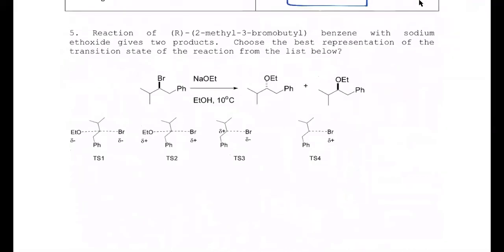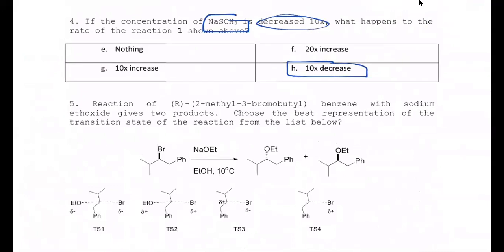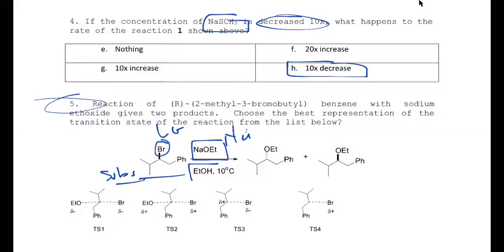This is not related to that question, but we're going to come back to it. So what do you think here? For number 5, it says reaction of 2-methyl, 3-bromobutyl benzene with sodium ethoxide. So this is my nucleophile, and this is my substrate. This is my leaving group. I'm doing this in ethanol. This is a secondary substrate, by the way.